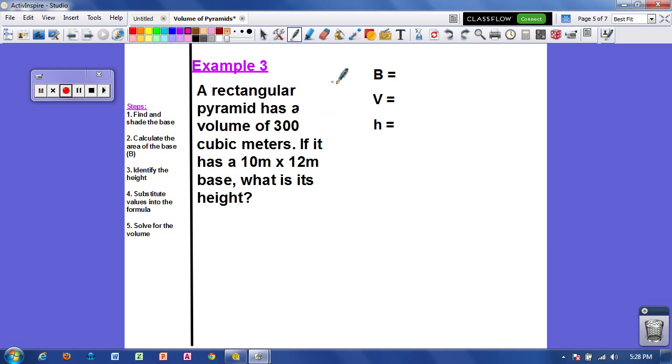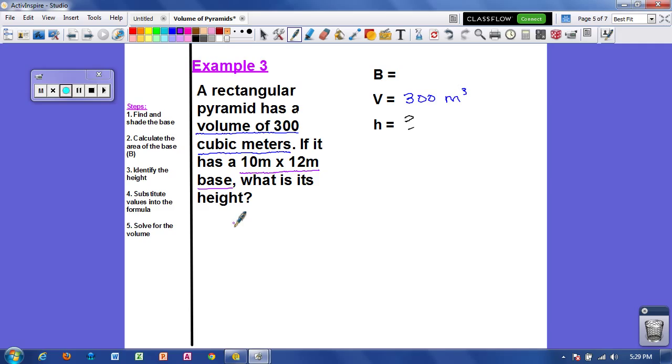Alright, on example 3, a rectangular pyramid has a volume of 300 cubic meters. If it has a 10 meter by 12 meter base, what is its height? So here we've already been given the volume. We have to work backwards and we have to find the height. So we do not know what the height is, but we do know it has a volume of 300 cubic meters. And then we know it has a base that measures 10 meters by 12 meters.